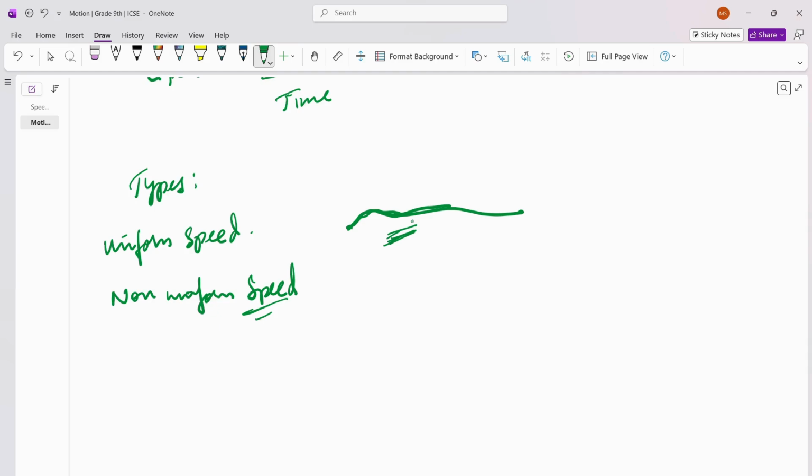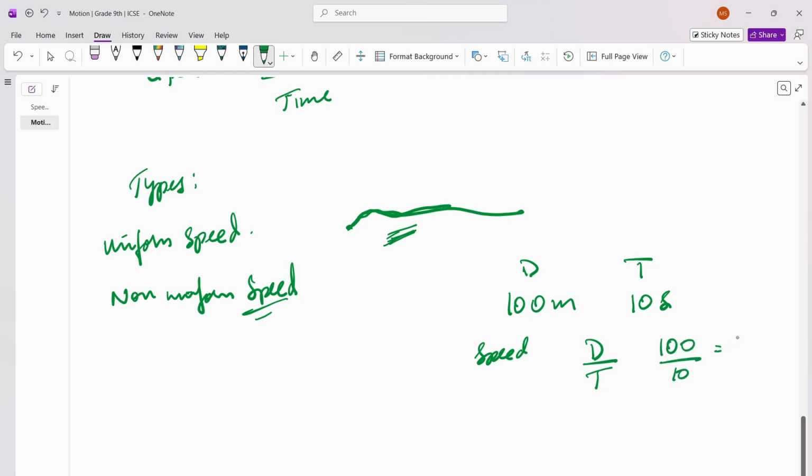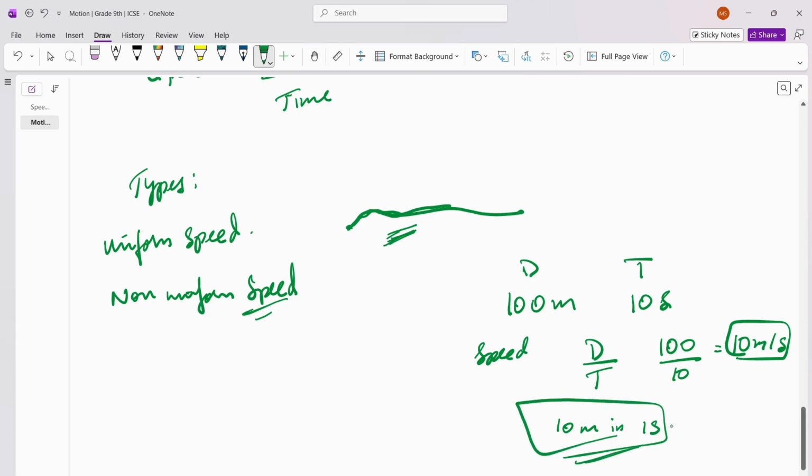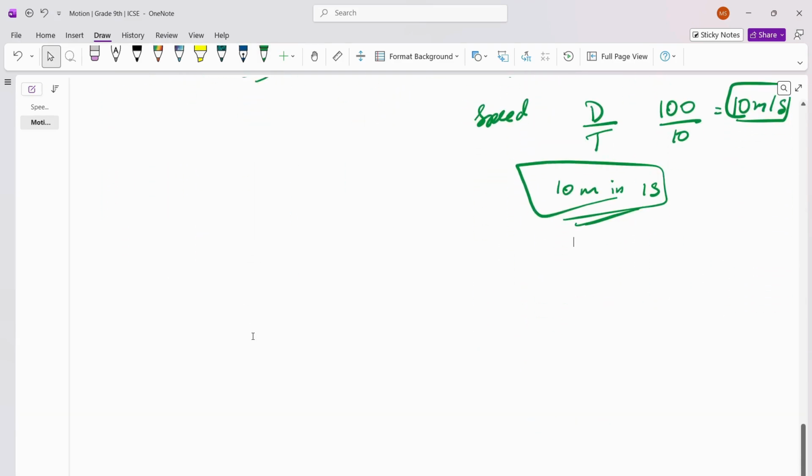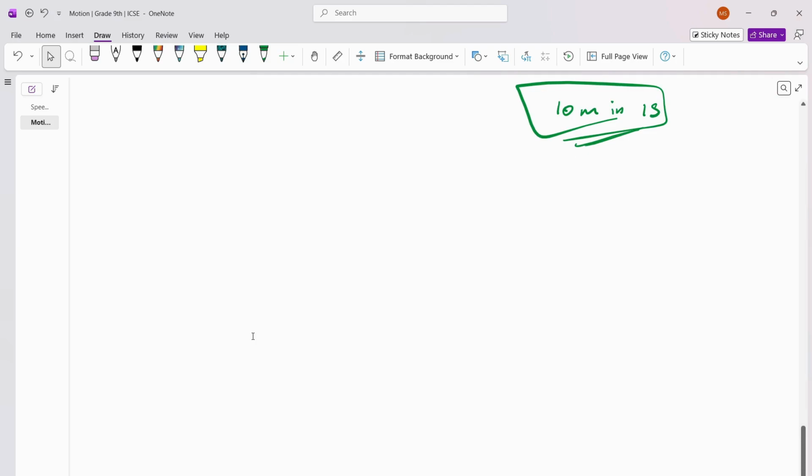Okay, for example, let's take an example. If a car travels 100 meters in 10 seconds, the speed is distance by time, which is 100 by 10, which is 10 meters per second, or in other words, the car moves 10 meters in 1 second. In this particular class, we have basically covered the basic aspects of motion, right? Motion, distance, displacement, and speed.